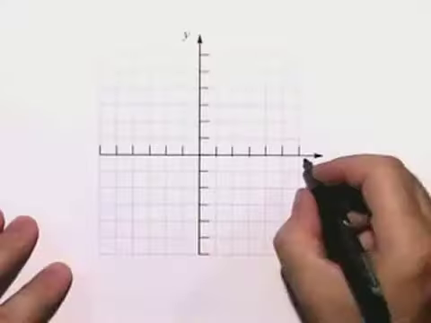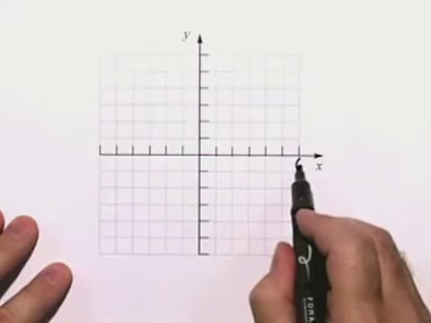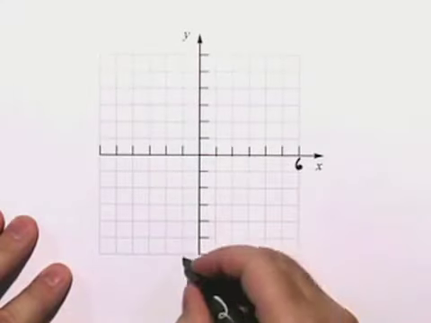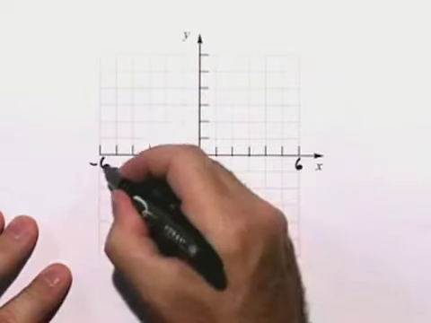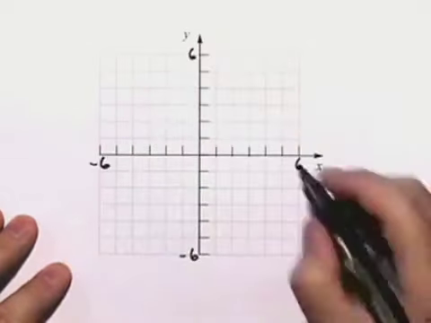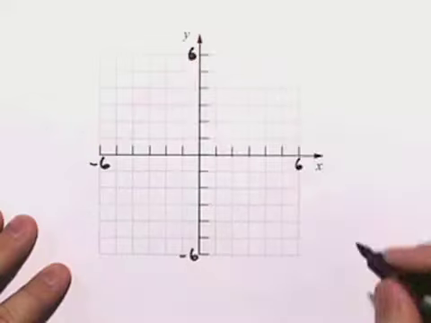Now that we've created a table of values, we can use the points from our table along with the intercepts to sketch the graph. In our grid, we're going to use a scale of 1. So we'll go to 6, -6, -6, and 6. We're going to plot the points that we found in our table of values.